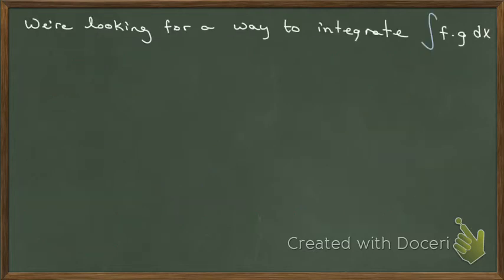So we're looking for a way to integrate some function that looks like f of x times g of x, basically the product of two things, okay? And the way we set this up is we consider something like y equals u of x times v of x, okay? We take the derivative of this function here, u of x times v of x, and then we want to work our way backwards to come up with a formula for the integral of something that looks like f times g.